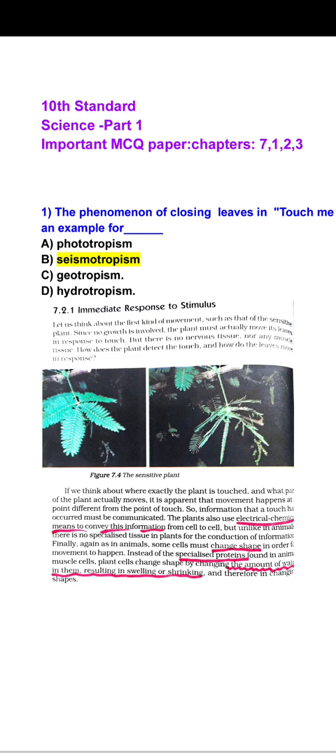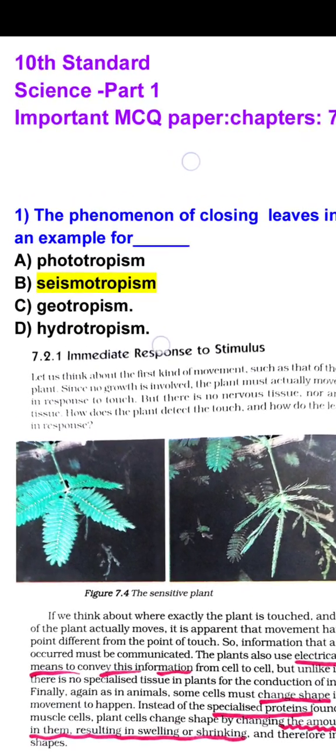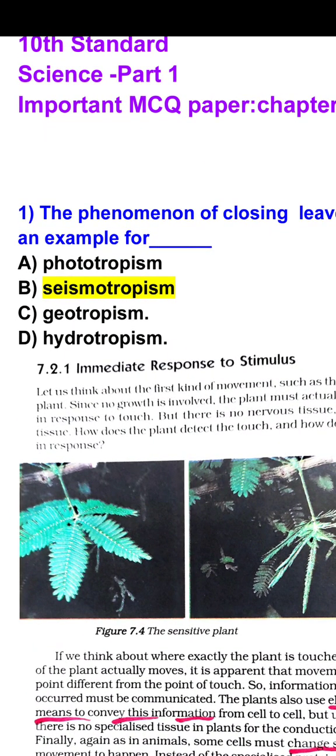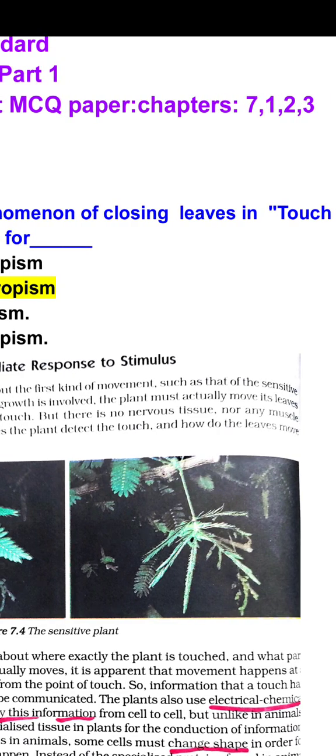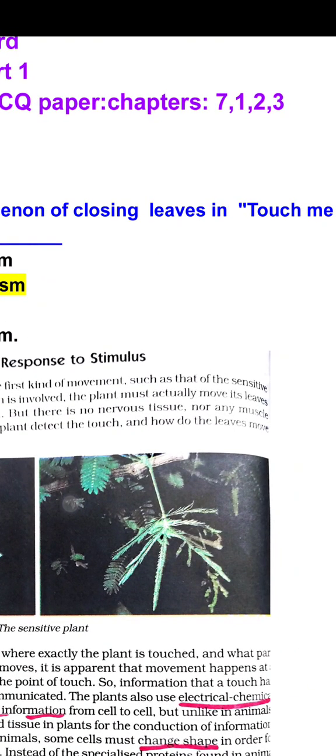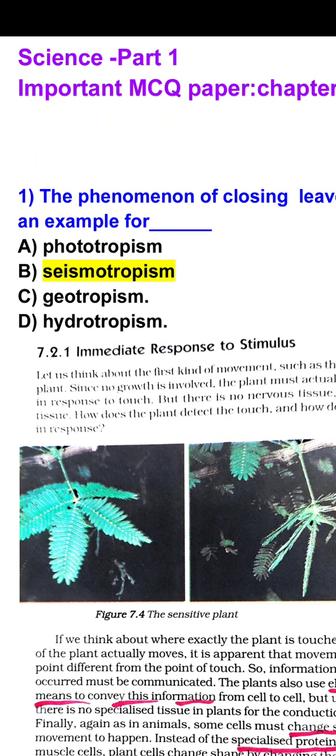We are going to solve some of the questions which are in the MCQ pattern related to the chapters 7, 1, 2 and 3. The first question, let us take this. The phenomenon of closing leaves in touch me not plant or the sensitive plant is an example for. The answer is seismonasty.